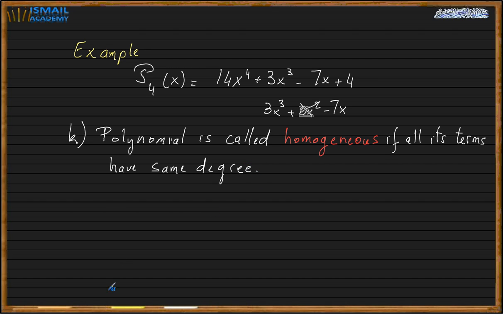Most of the time this works for multivariable polynomials, like for example 4x squared y plus 3x cubed minus 5y cubed. The degree of this one is 3, 2 plus 1 is 3. The degree of that term is 3, the degree of that term is 3. So when all the terms have the same degree, we call that polynomial homogeneous. If one of the degrees is different from the rest, it's not homogeneous.